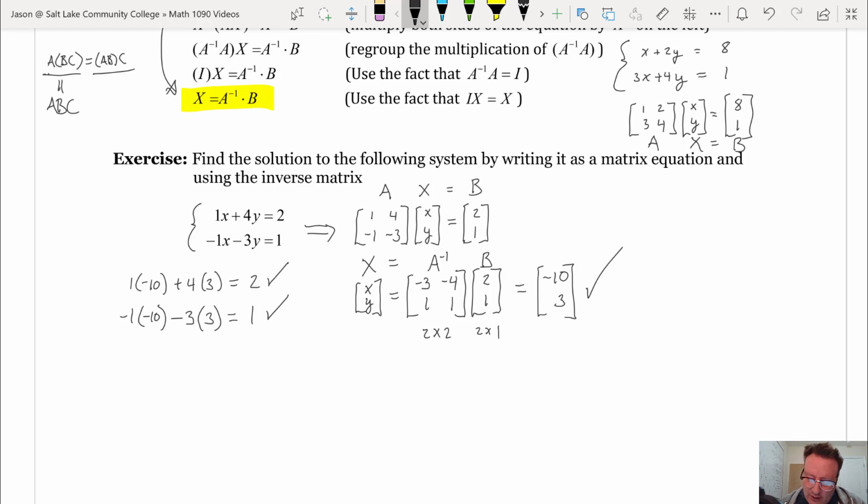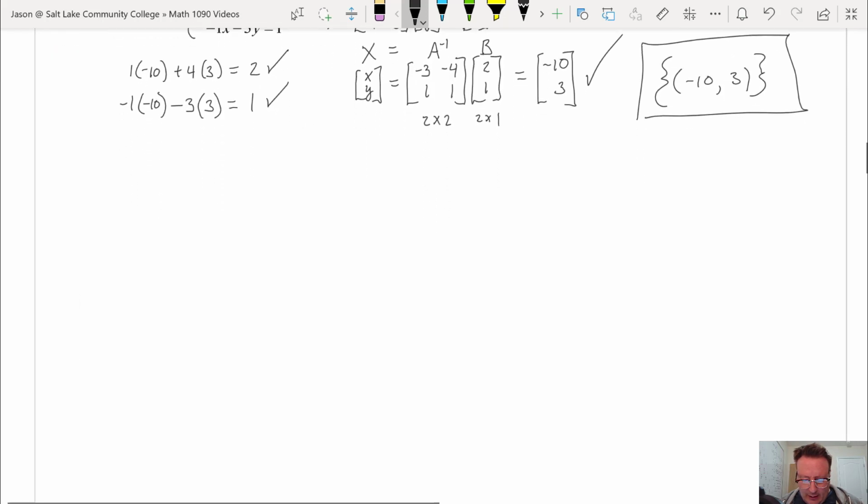That's our solution. If we want to write it, think of it geometrically as a coordinate pair, we can think of it as the coordinate pair -10, 3. And there's our solution set. We get a unique point where the two lines cross.